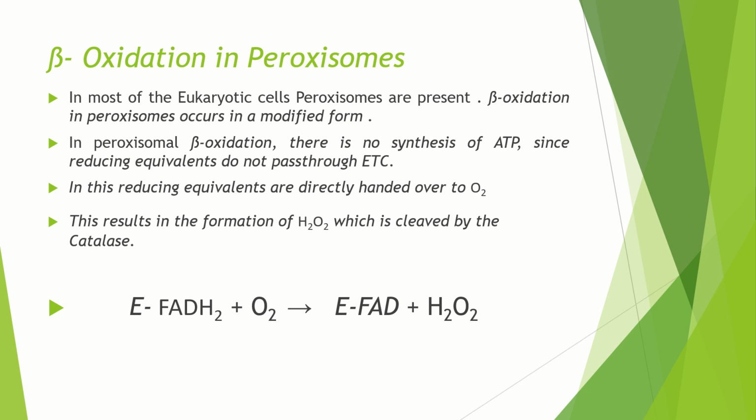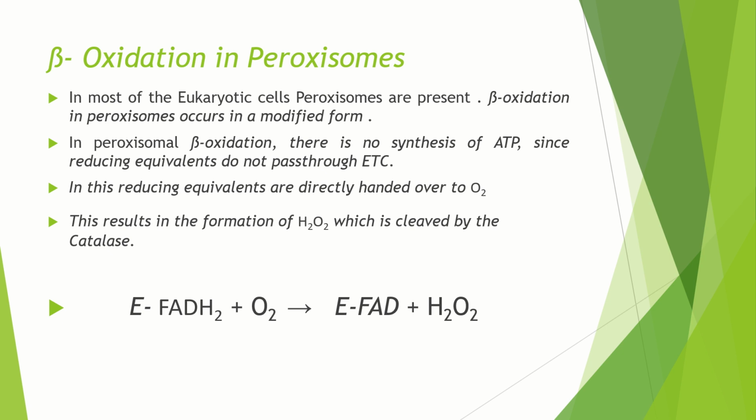And this is regarding beta oxidation in peroxisomes. So beta oxidation in mitochondria we have learnt, but here the beta oxidation in peroxisomes. What are peroxisomes? Peroxisomes are present in most of the eukaryotic cells, and they are cell organelles, and beta oxidation in peroxisomes occurs in a modified form.